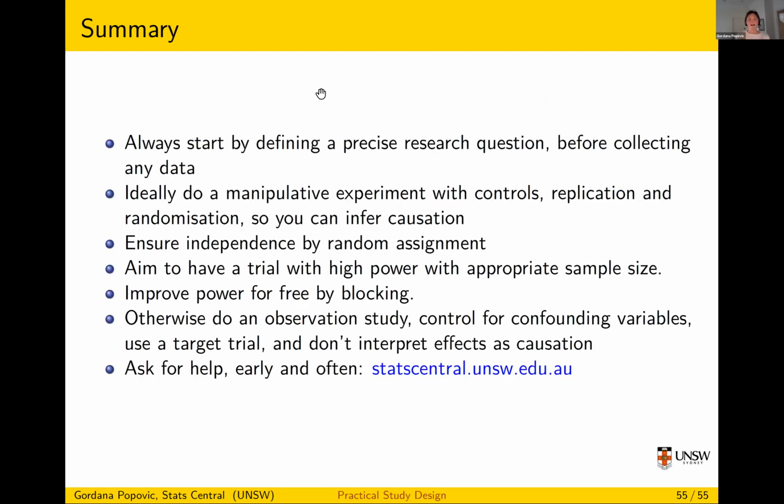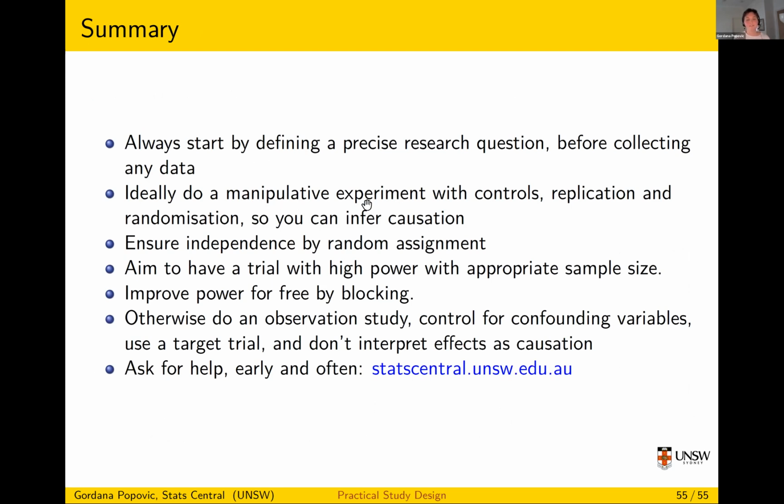Anyway, I think what I'm going to do is finish there and just summarize what we've talked about. The first thing to do is define a really precise research question before collecting any data, before doing sample size, before doing a random allocation or anything like that. Before looking at your observational data, you need a research question that you can define very clearly.